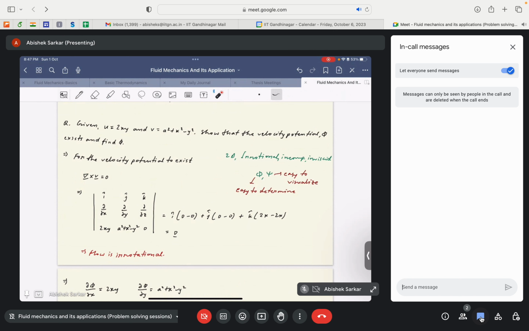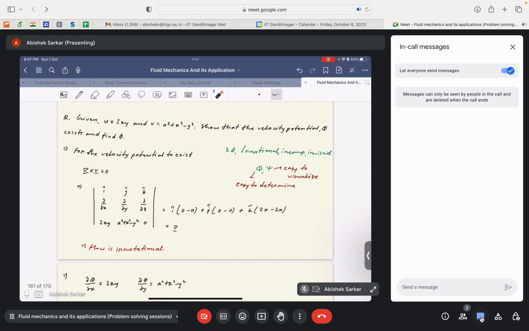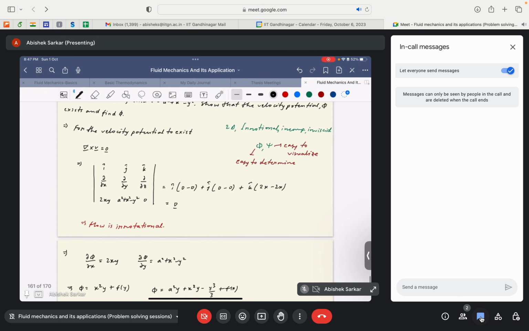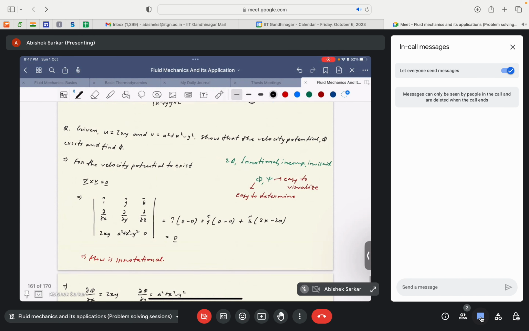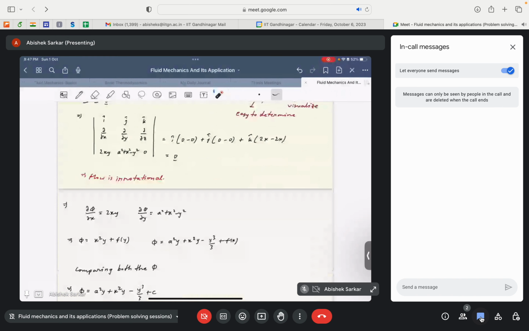So since for the velocity potential to exist, del cross v is equal to 0, just find the curl of the velocity field. Once you do that, you find that del cross v is actually equal to 0. So we can tell that the flow is irrotational. Now they are asking that from the given velocity components, determine phi. We know that dou phi by dou x will be equal to u, that is equal to 2xy, and dou phi by dou y will be equal to v, that is a square plus x square minus y square.